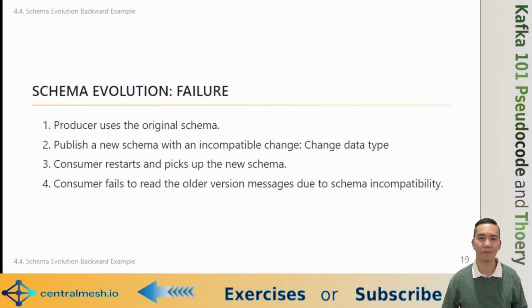Now let's consider a scenario where schema evolution fails. Suppose we change the user ID field from an integer to a string. This is an incompatible change because data serialized with the original schema expects user ID to be an integer. When a consumer with the new schema tries to read older messages, it encounters a mismatch and throws an error. To avoid this, always ensure that your schema changes are compatible.